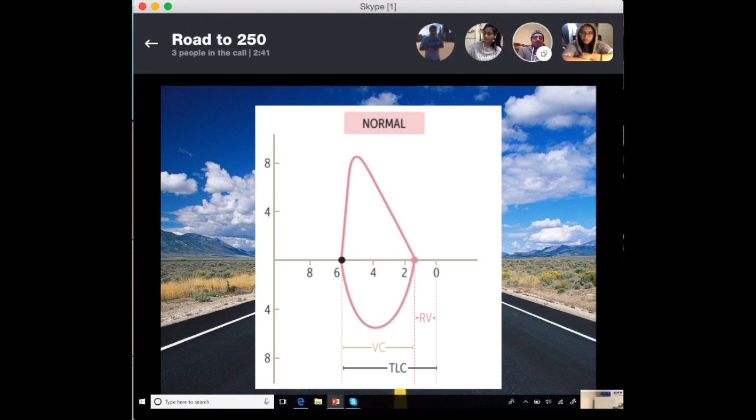Okay, so here we have a normal flow volume loop. This represents inhalation, and the bottom here represents exhalation. Simple enough. However, I want to ask you guys really quickly, what is the vital capacity? What is VC? You had to explain it to a brand new student.